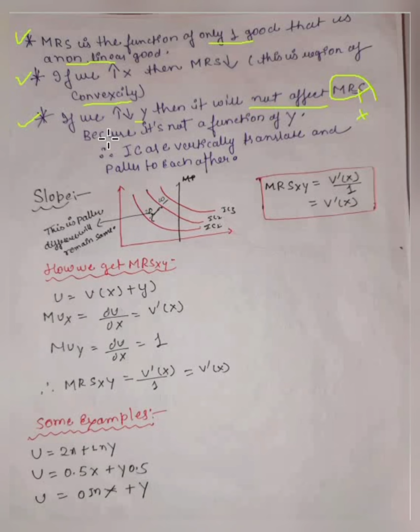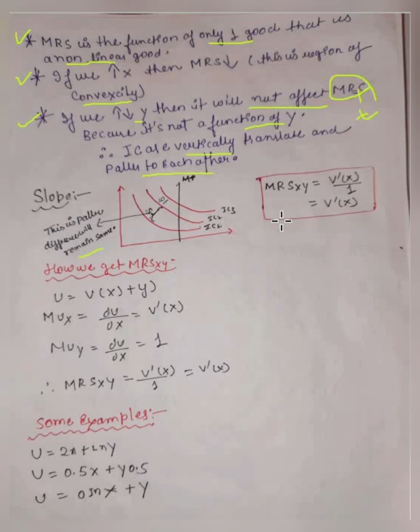So there will be no effect on MRS if y increases or decreases, and why is this? Because MRS is not a function of y. MRS is the function of x. And therefore the indifference curves are vertical translates and parallel to each other. That means that the difference between the indifference curves will remain the same. The indifference curves will move in a parallel manner.